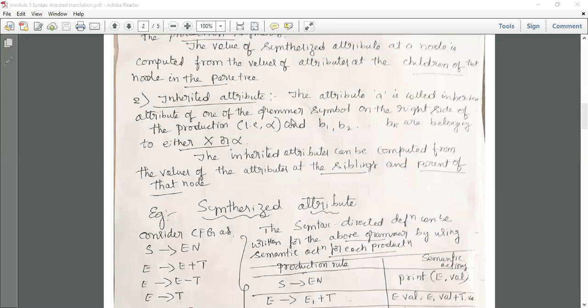Inherited attributes: an attribute is called an inherited attribute of one of the grammar symbols on the right side of the production alpha.